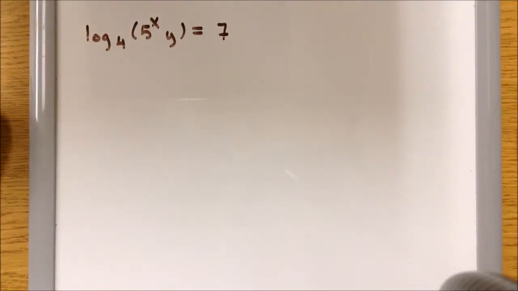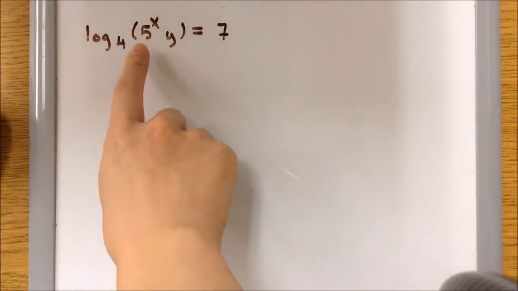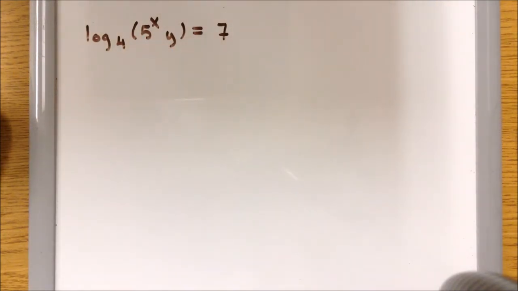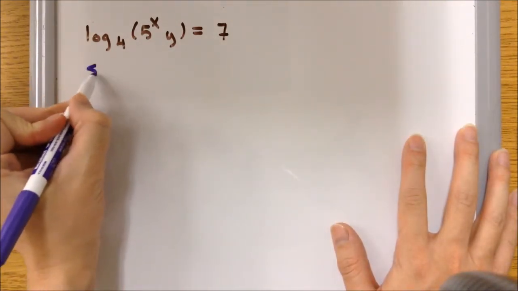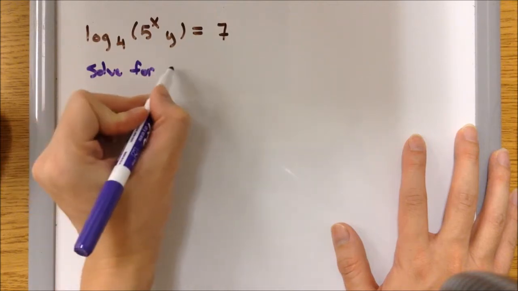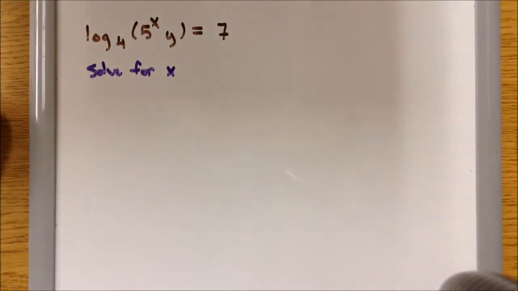Alright, in this example, we have log base 4 of 5 to the x power times y equal to 7. So we have two variables. So let's say that if you have a question, solve for x. That means you have to get x by itself on one side.